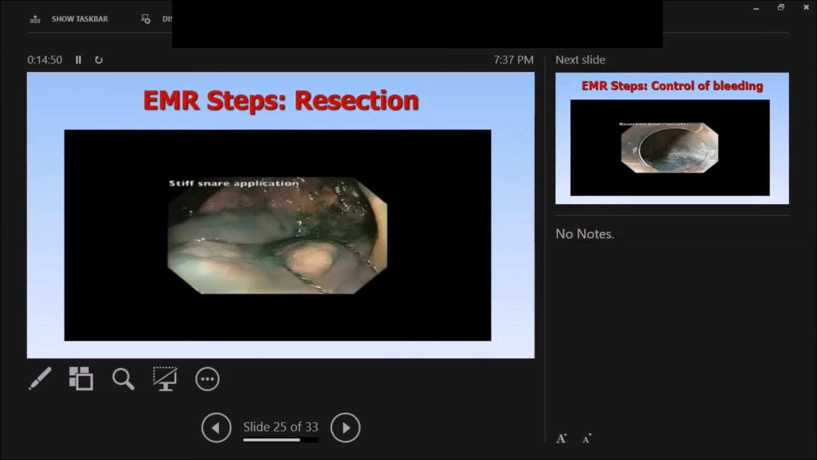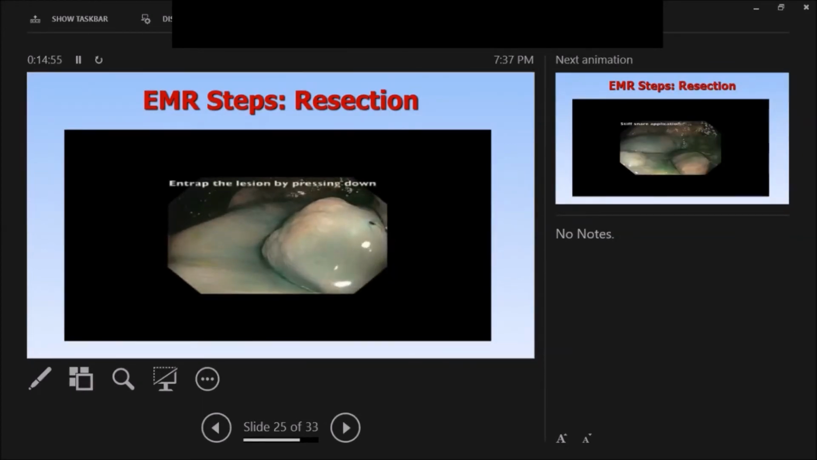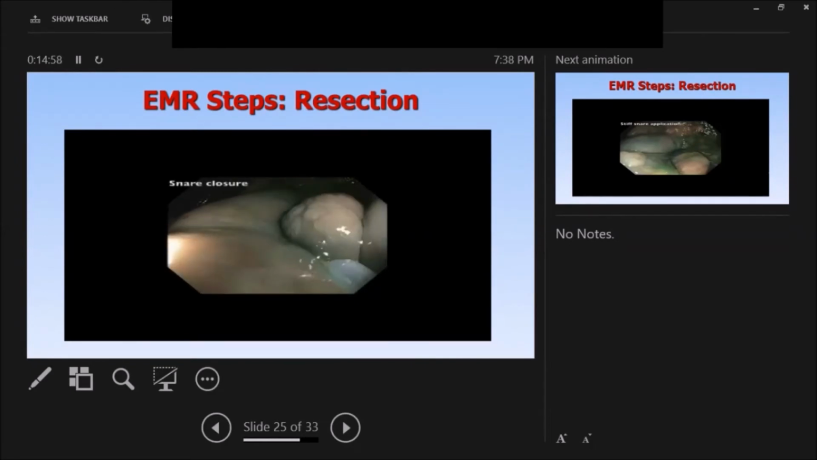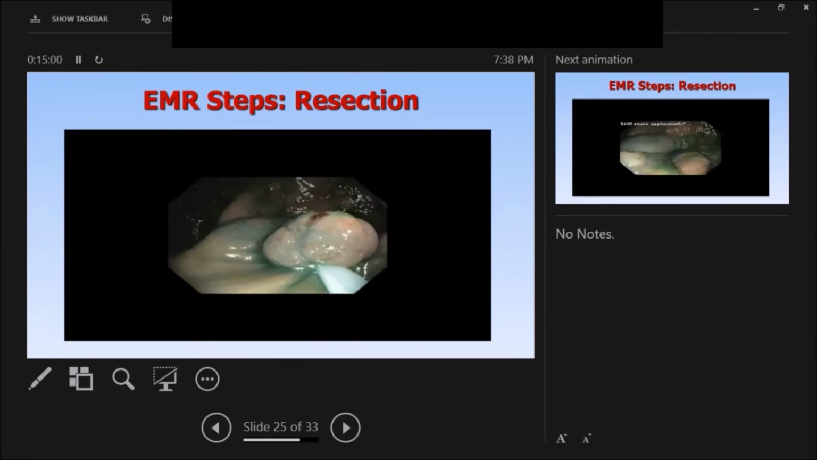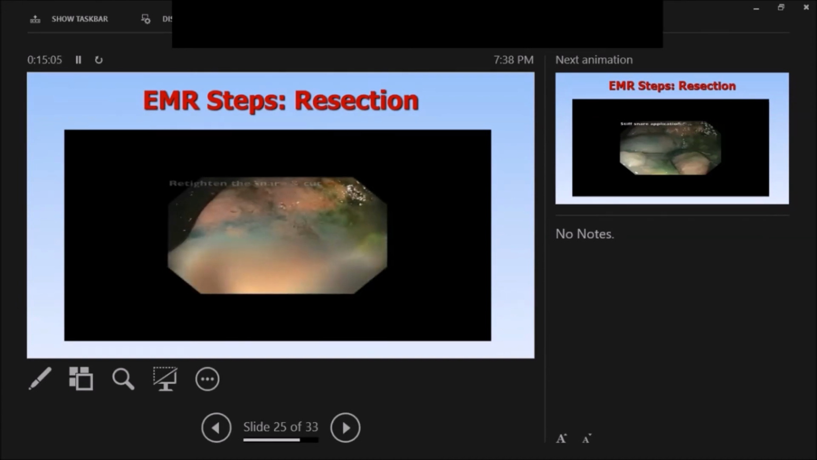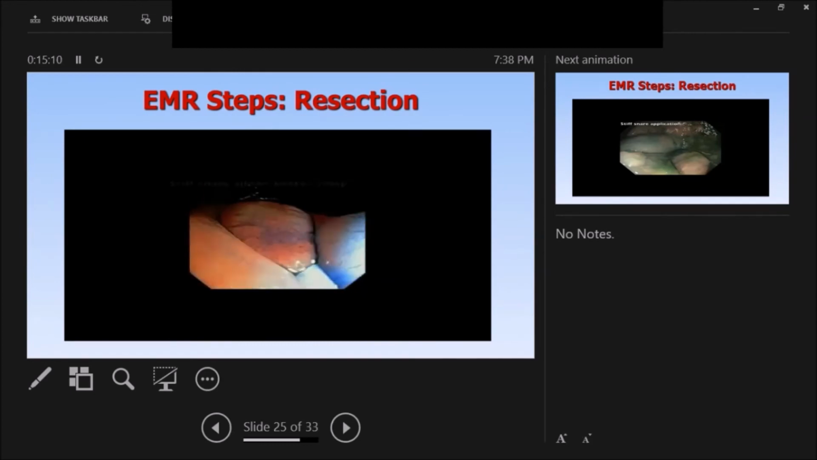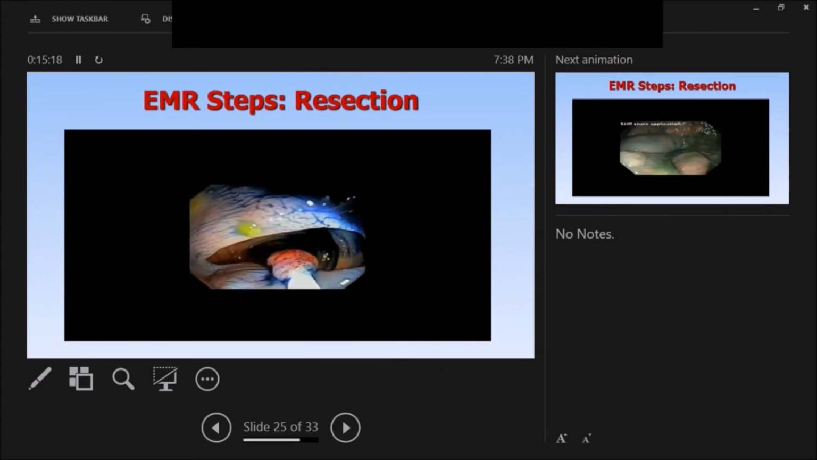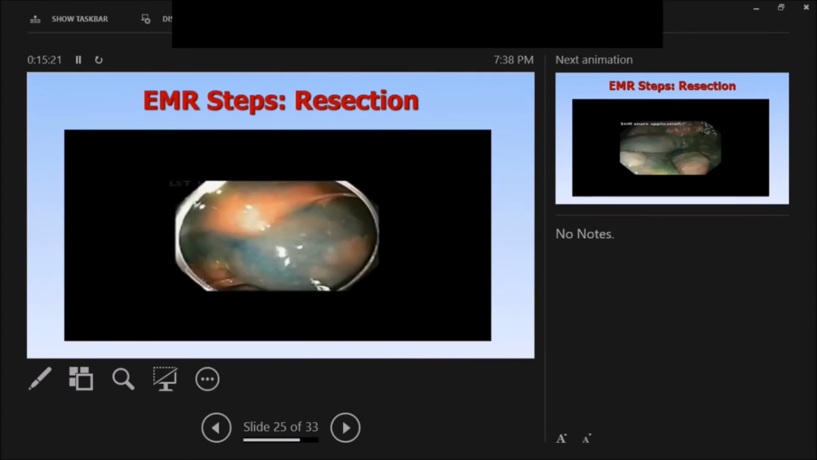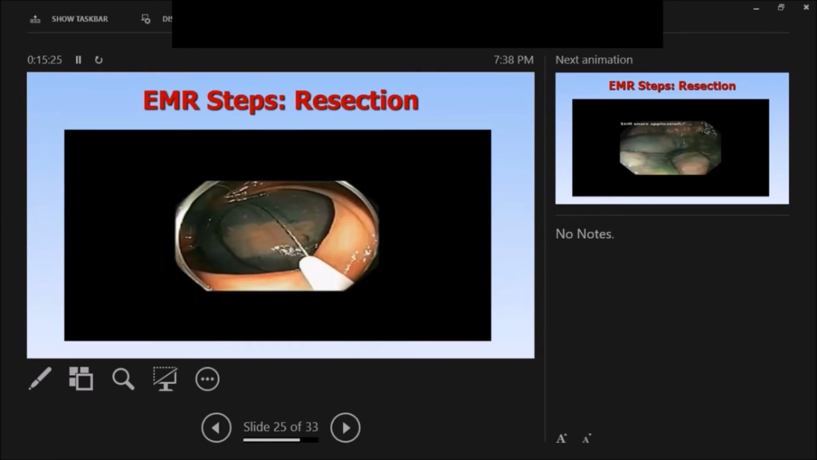After injection, this will be the step of resection. When you use resection, please remember to use a stiff snare. If you see this movement, after clamping the snare, I reopen it in order to overcome any entrapped submucosa. According to the size of the lesion, I choose my snare diameter, maximum 33 millimeter.